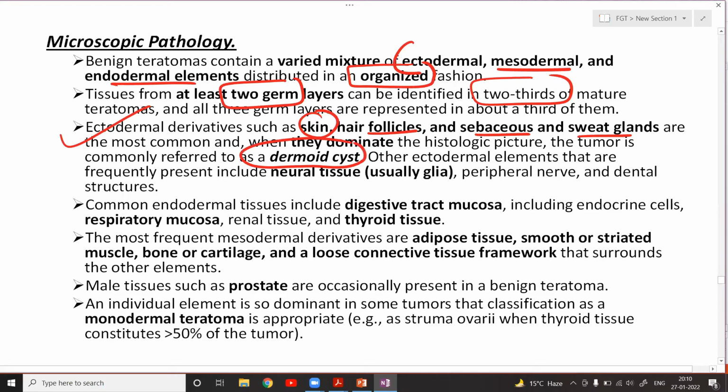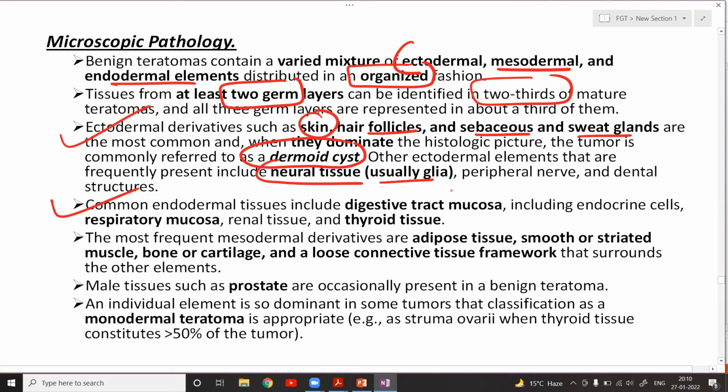Someone asked me in the previous lecture, are dermoid cyst and cystic teratoma the same thing? Why are they called dermoid cysts? Because the most common element of the benign cystic teratoma is the dermal elements. That is why we are using the term dermoid cyst. Other ectodermal elements that can be present are neural tissue, usually glial tissue, nerves, and dental structures.